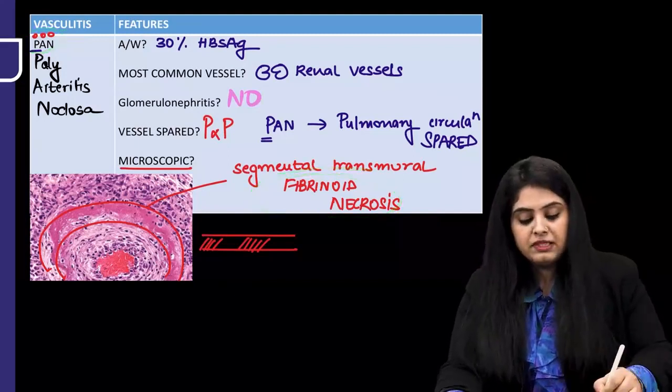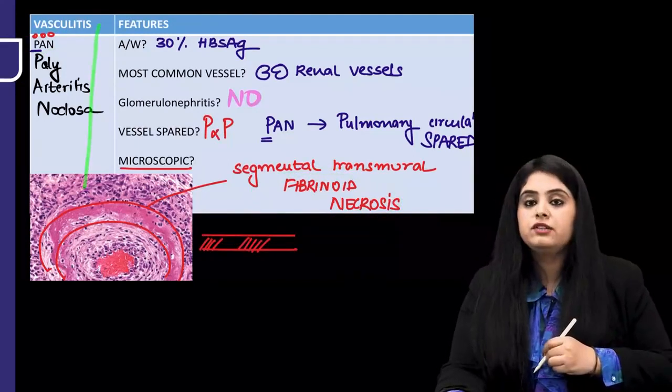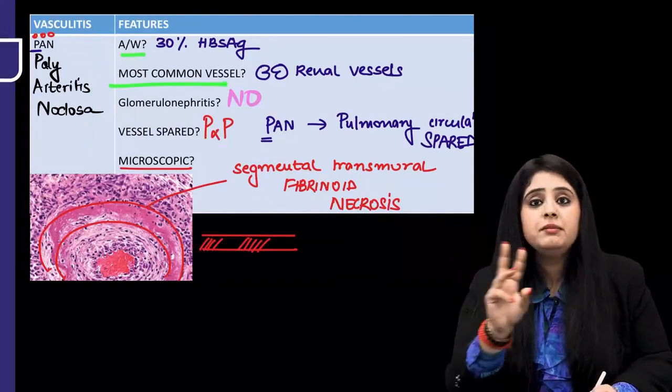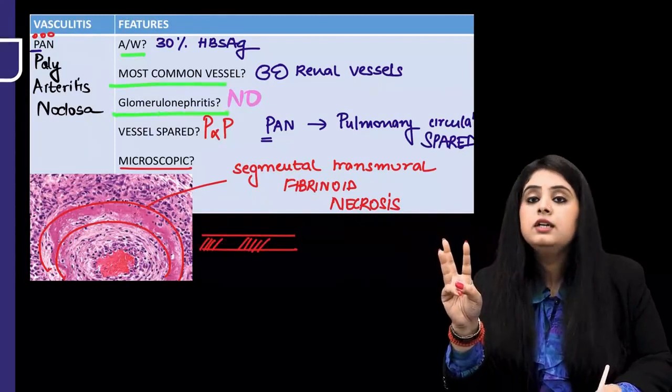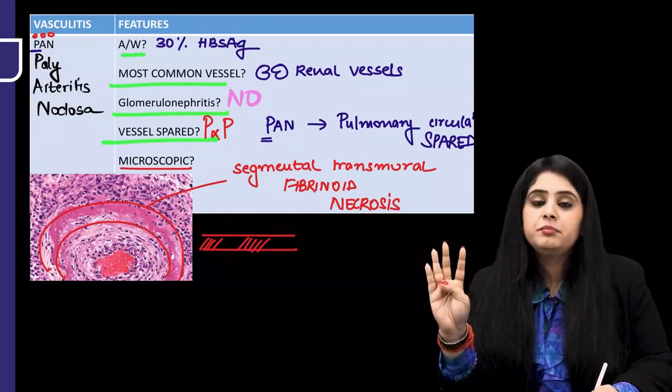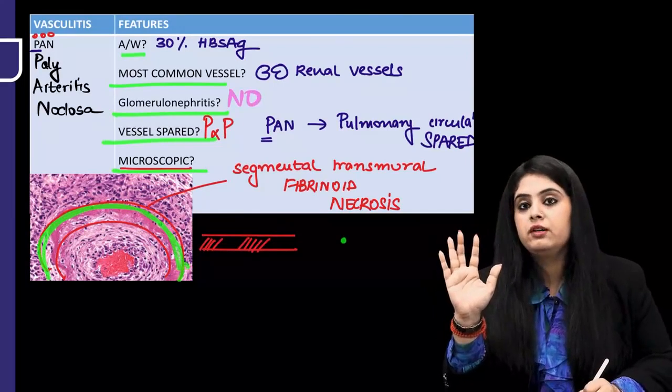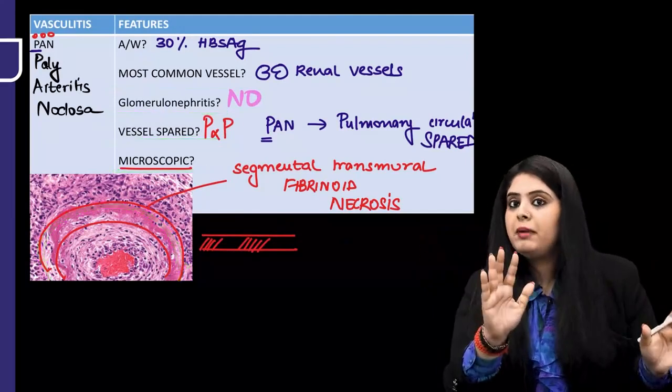Okay? So remember these 4-5 points for polyarteritis nodosa. It is associated with hepatitis B. Most common vessel is kidney, but glomerulonephritis does not happen. The vessel that is never ever affected is pulmonary, and the necrosis that you see, this pink necrosis, is fibrinoid necrosis. Pan khata. So pan is done.